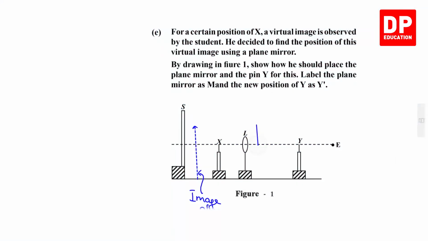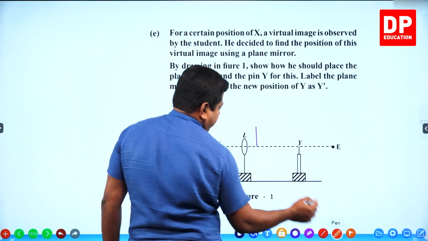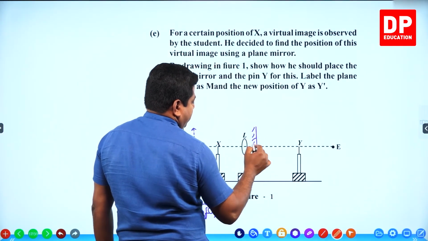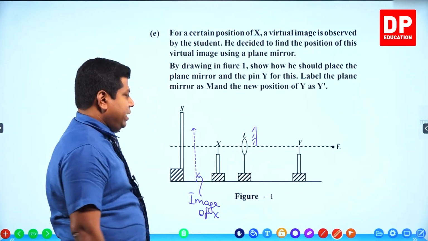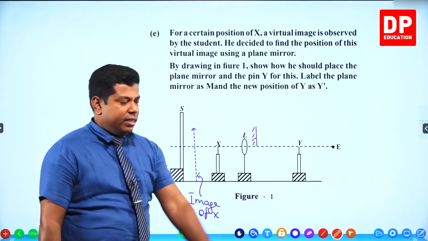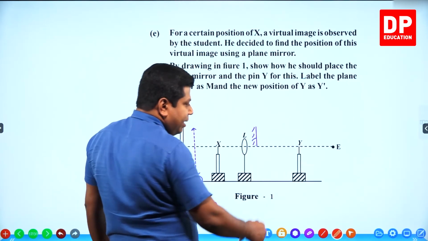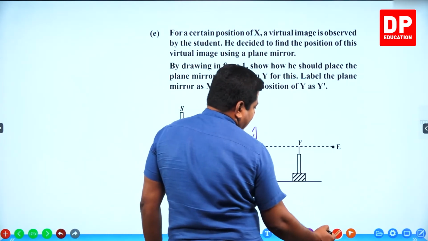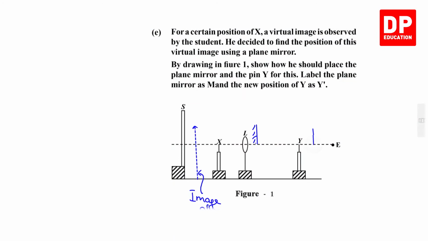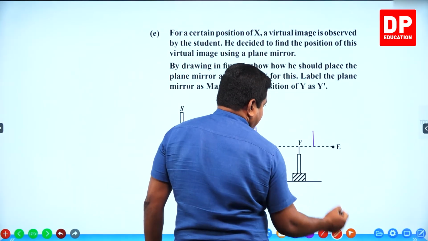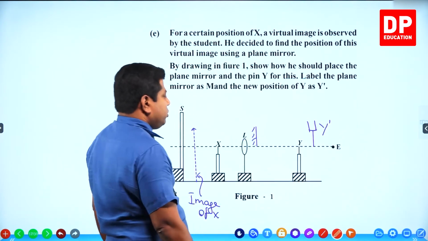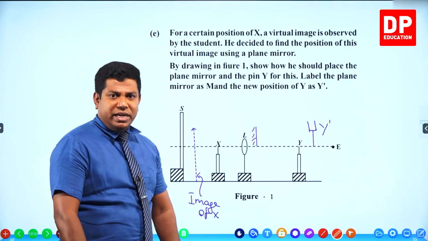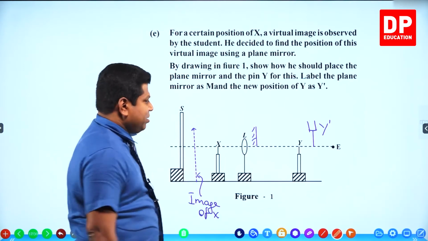Then what will happen? This is the plan. Look at this. Keep a mirror here. Don't cover the entire lens, just cover part of it. Approximately half of the lens has to be covered by the mirror. And keep Y inverted. Keep Y here. Now this is the new position of Y. Let me mark it as Y dash. What's the plan?